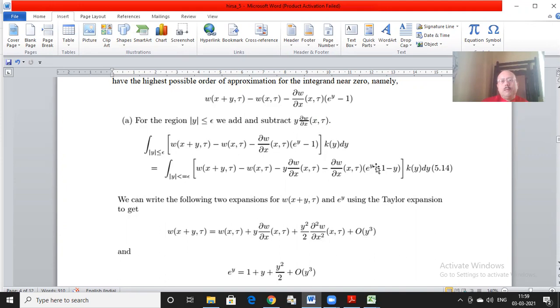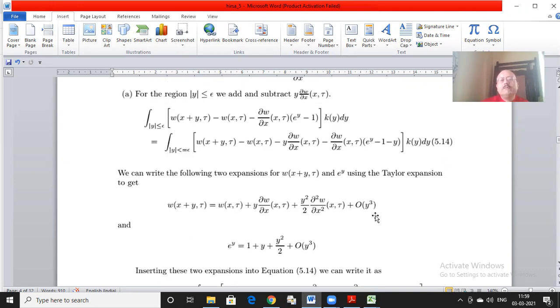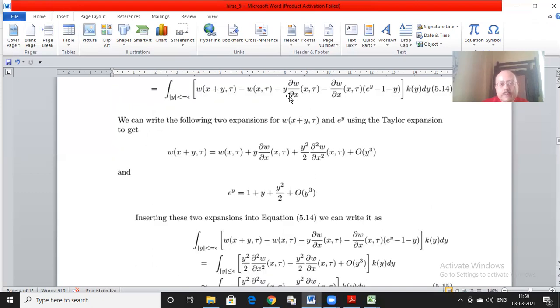And e to the power y, the other term inside, of course, if I do the Taylor series, I will get this term. So I take the second order Taylor series approximation for both w(x + yτ) and e to the power y, where my variable is y, of course. These are the two expansions which I will put here.